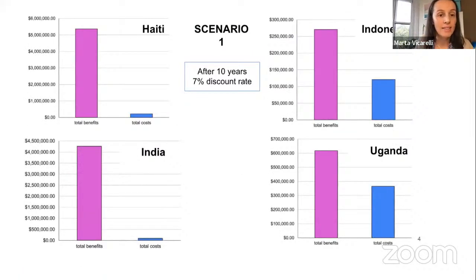Here you can see at a glance the present value of the benefits in purple and the present value of the costs after 10 years at a 7% discount rate. This is scenario 1, where we don't take into account carbon capture and sequestration and pollution reduction. And what you can see is that the purple is overwhelmingly larger than the blue in some of the countries and always larger than the blue in all countries. This, as we said, is a scenario that doesn't take into account carbon capture and sequestration.